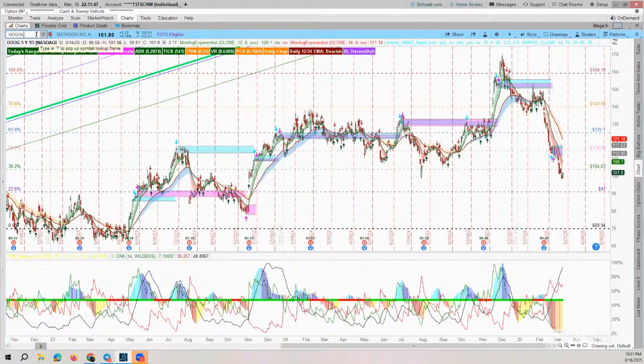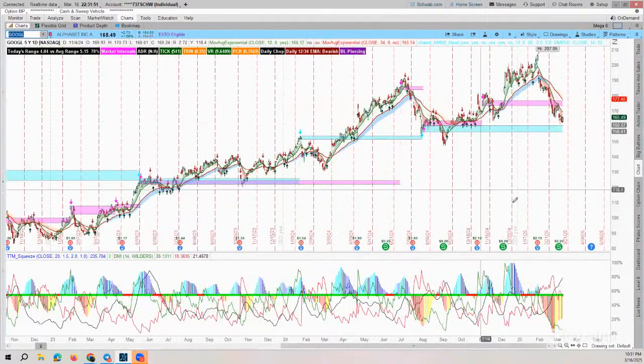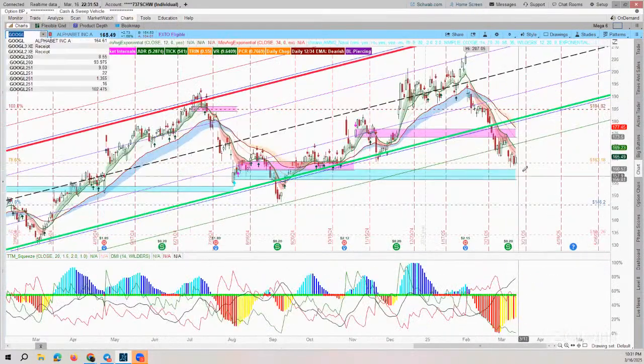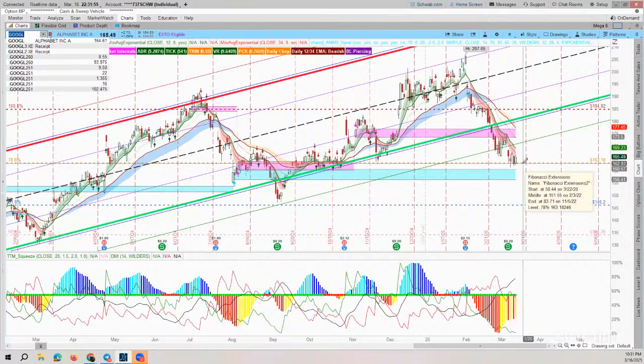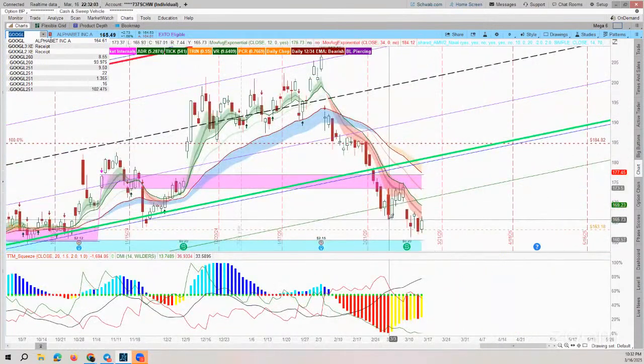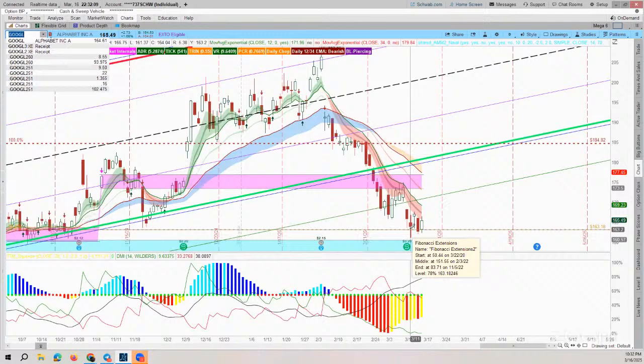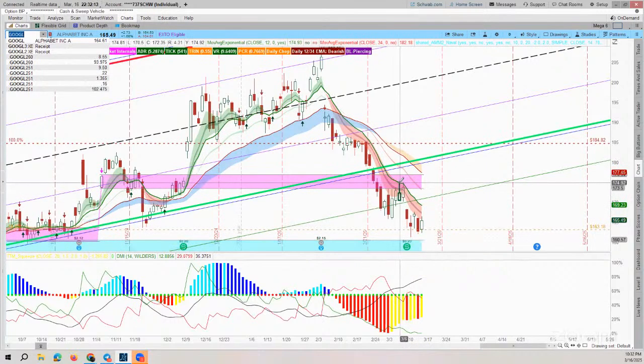Google is coming to an important area, 160 to 163. Every time it comes here, it tries to bounce, but is not able to clear the 12 EMA. So what I'm saying, backtest, look at this Google. It consolidated, did a backtest, failed again, came down. So that may happen in all the other stocks. They will come, they will try to break the 12 EMA.